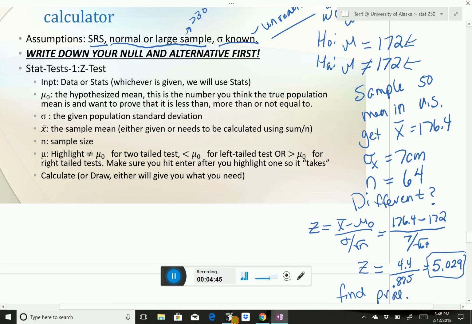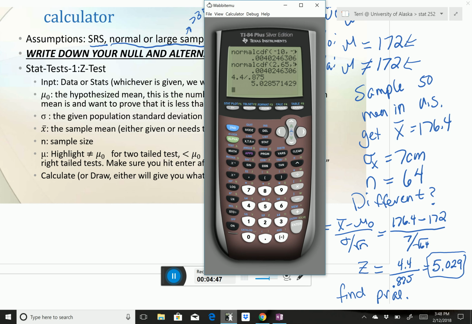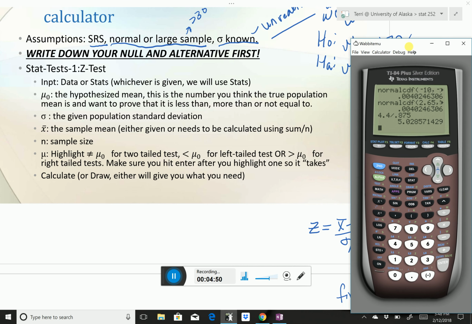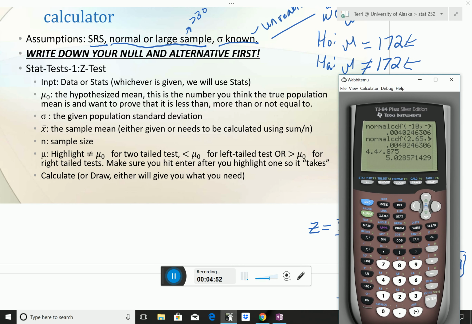So when we do that, let's bring up our calculator here. We input either data or stats. I'm going to go to stat, go over to tests, and right now I'm just doing a z-test. This is the first thing at the top, z-test, enter. Do I have data or statistics? Since I'm not given all 50 pieces of data, I have statistics because I have the X bar and things. Then I hit enter to make sure it takes.